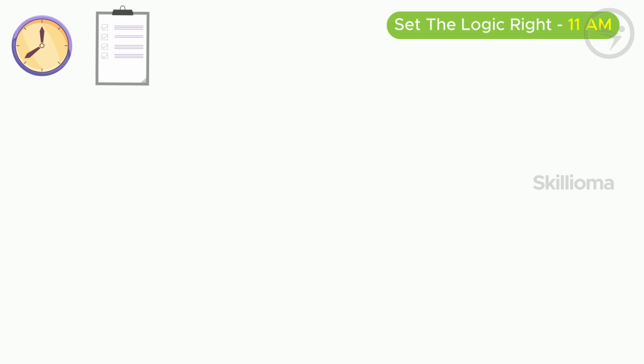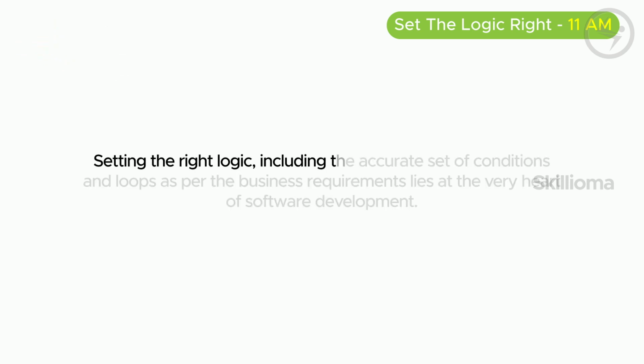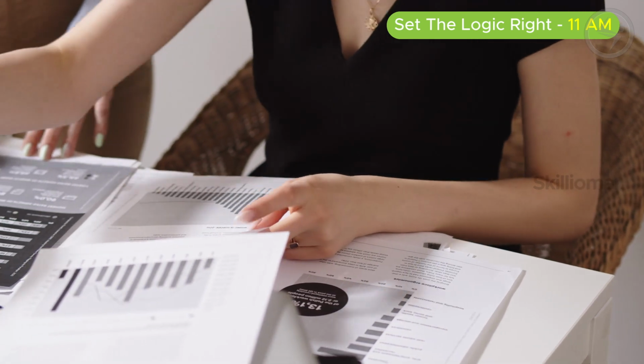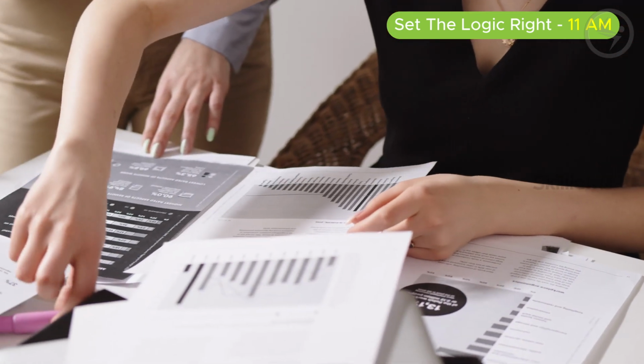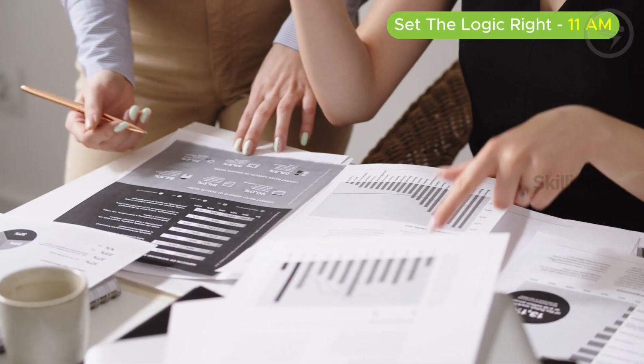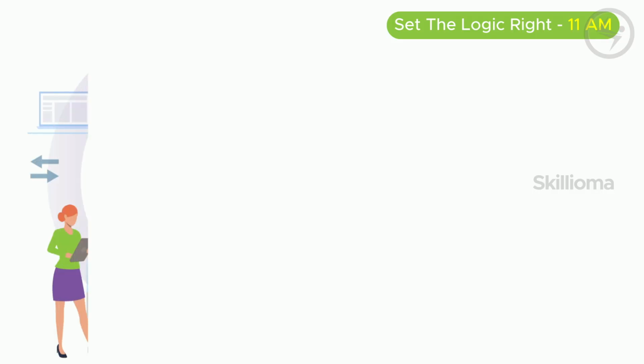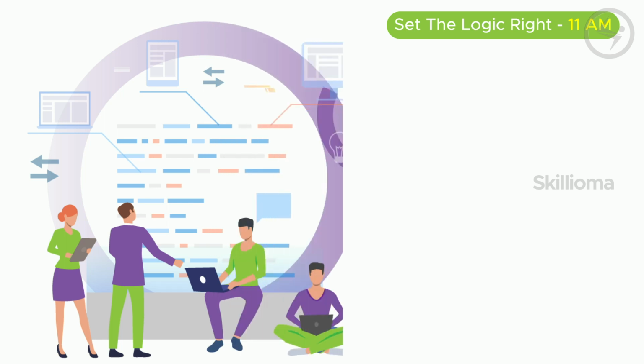Set the logic right. Setting the right logic, including the accurate set of conditions and loops as per the business requirements, lies at the very heart of software development. This entails a good deal of research and designing. A flawed piece of logic might not even work in the trial run, so it is crucial to get this right. Developers often have the hardest task of learning new things quickly.